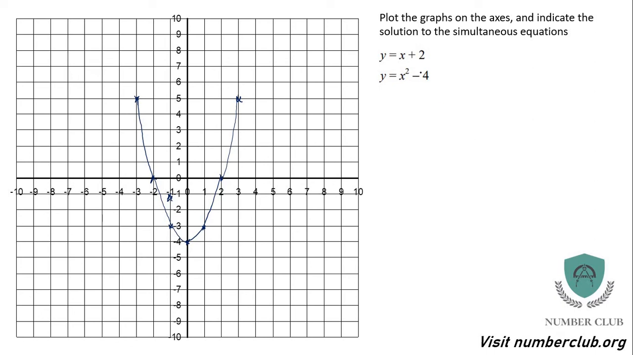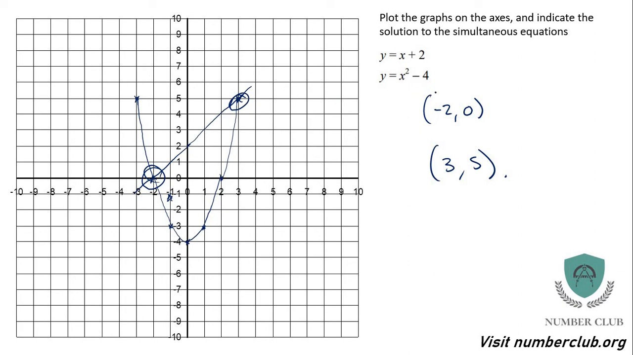And then we've got the linear, which is x plus 2, so we get that thing there. Okay, it just goes off like that. There we go. So the point of intersection from these two things, there are 2 of them. Okay, one of them is when x is negative 2 and y is 0, and the other is when x is 3 and y is 5. Okay, think about it. Try and substitute those things in.